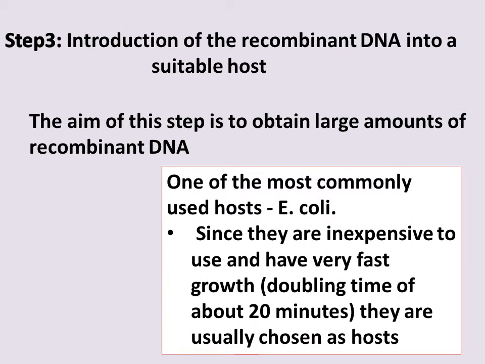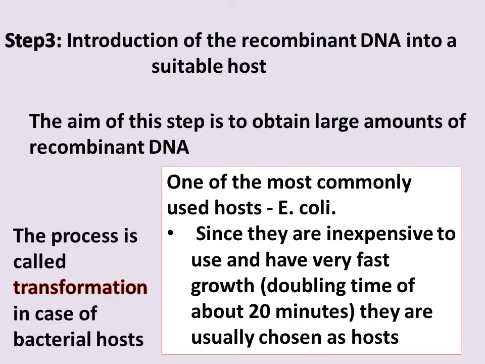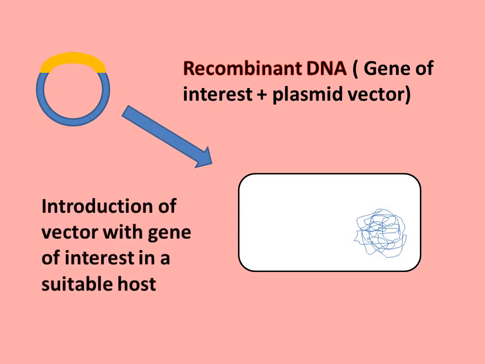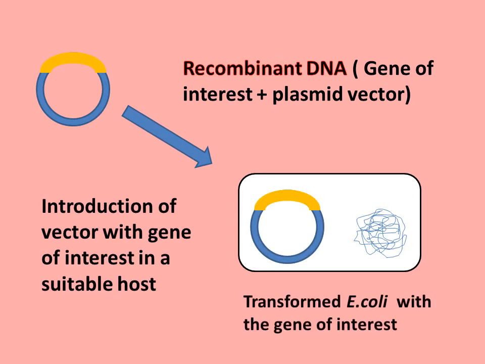The most commonly used host is E. coli. This process of introducing the recombinant DNA into a suitable host is called the transformation. The recombinant DNA, that is the gene of interest with the plasmid vector, is introduced into the suitable host, which is E. coli in this case, to form the transformed E. coli, which contains the recombinant vector with the gene of interest.